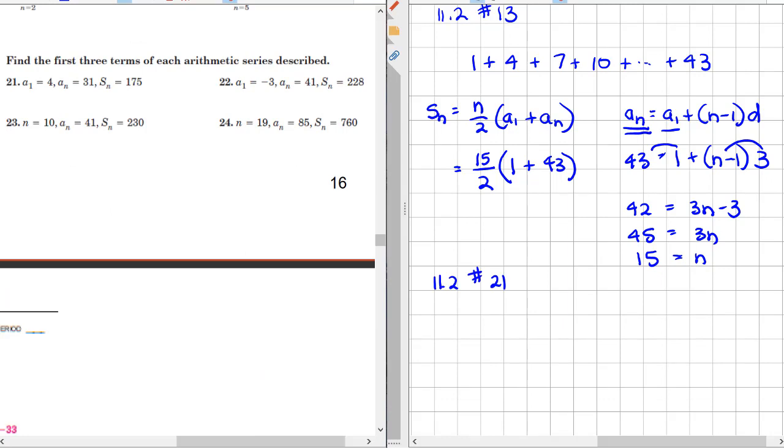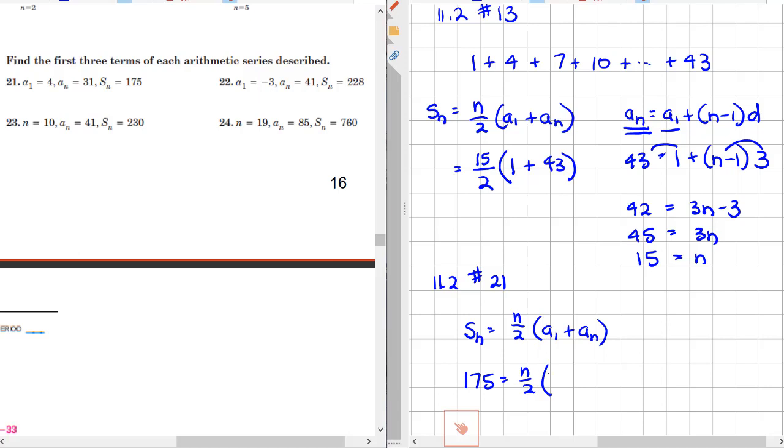So I want the first 3 terms. I have the first term, so what am I looking for? Second and third. What do I need to get there? The difference. Do I have that here? No. And so I go, gee, why did they give me the sum? Let's try that. So sum equals n over 2, a sub 1 plus a sub n. I know the sum, which is what? 175. I don't have the number of terms, so that's probably what this is going to give me.